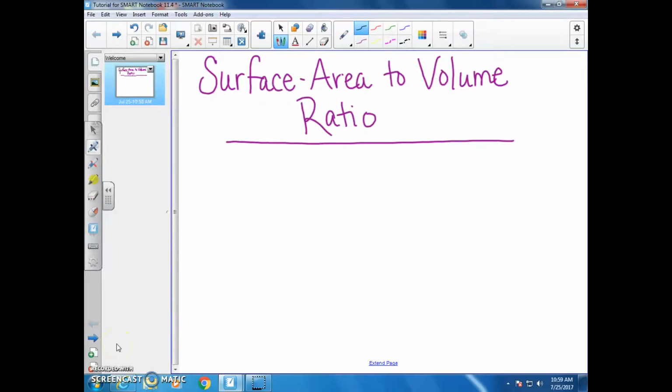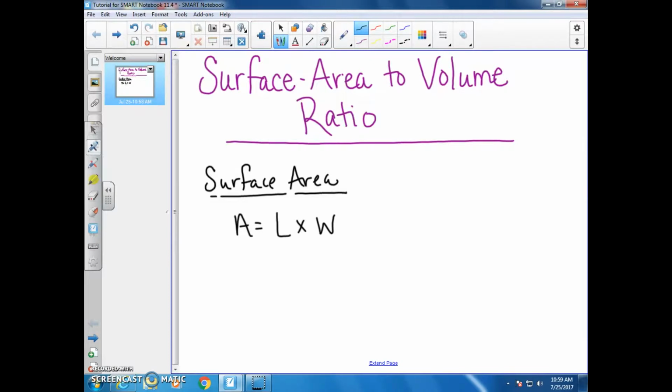This lesson is on surface area to volume ratio. First of all, let's talk about surface area. Surface area, we all know what area is, and so we want the area of the surface. And so we know to find area that we're going to take length and multiply it times width. Surface is going to depend on the structure that you're looking at.